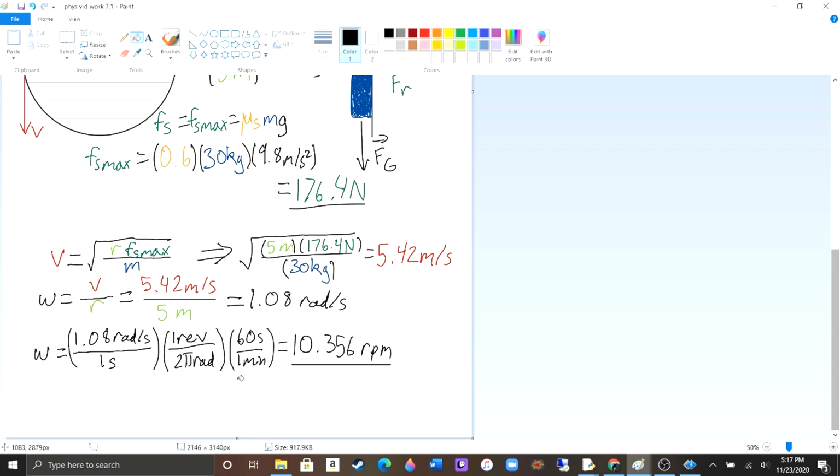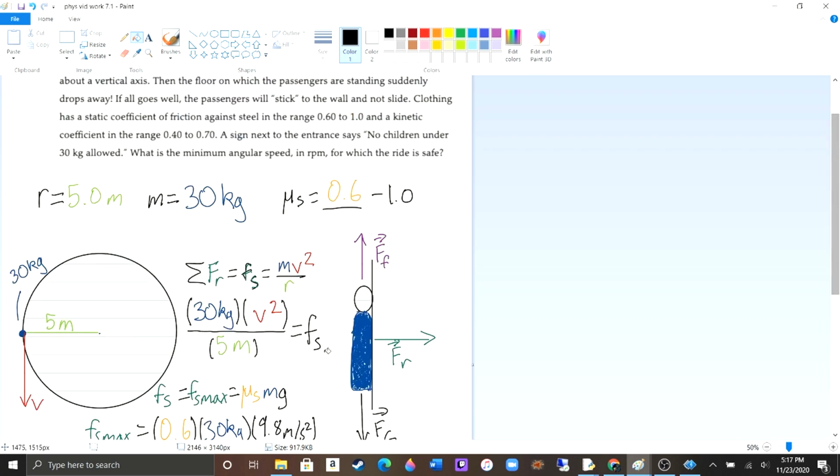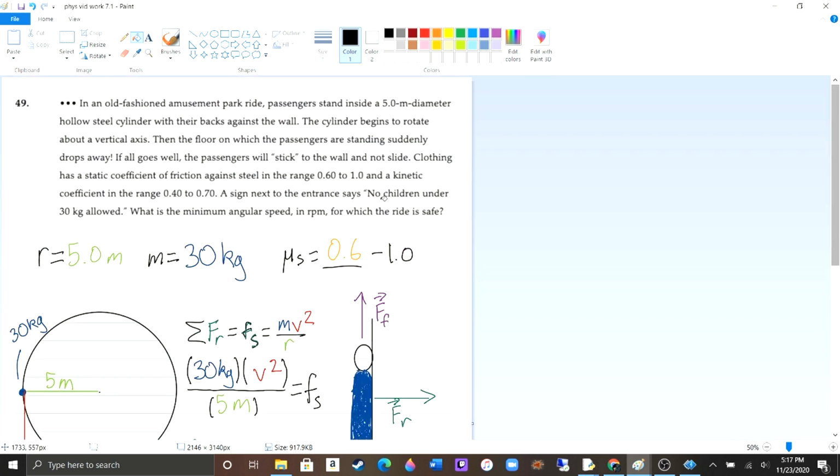Once we plug all of that in, we find that our minimum speed is 10.356 RPM to have a safe ride for a little tiny child with super slippery clothes.